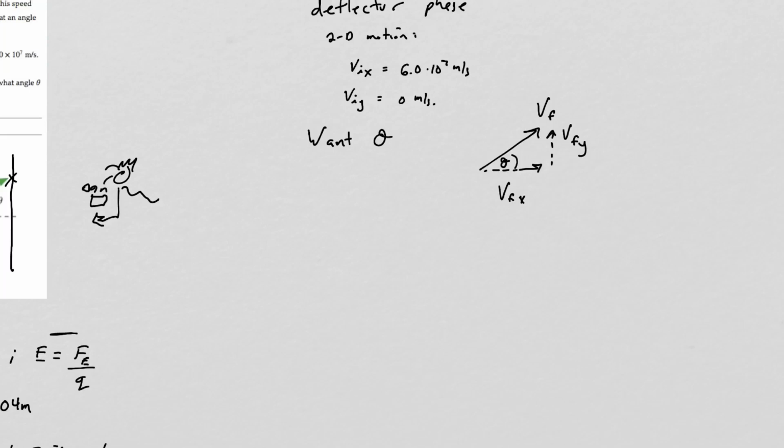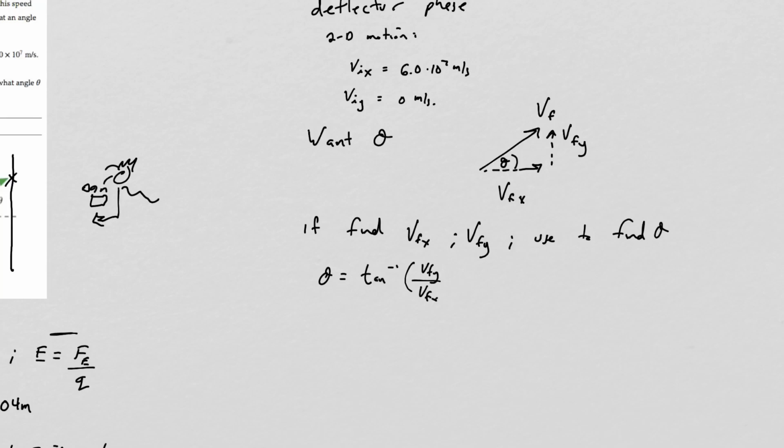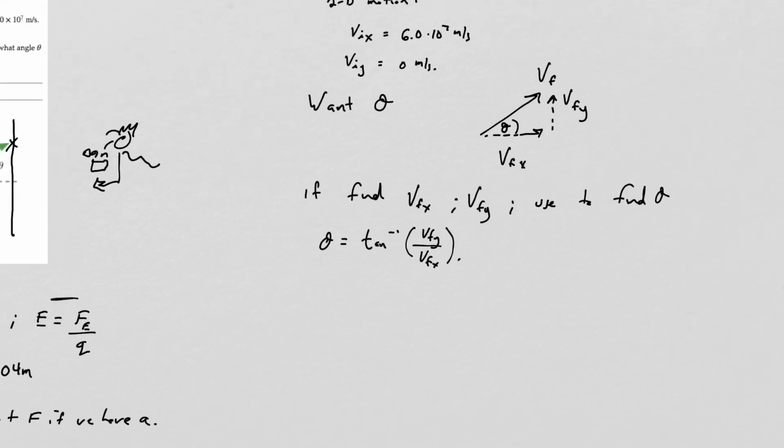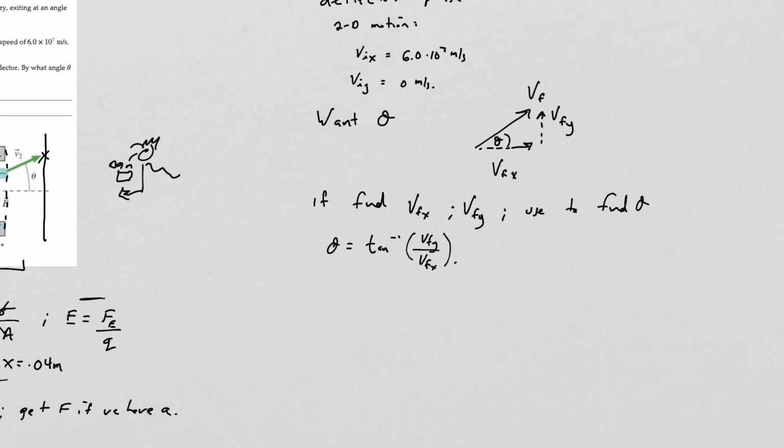So, if we find the v final in the x and the v final in the y, then we can use them to find the angle, because the angle will be, as always, the inverse tangent of the y piece over the x piece. Good, so that's the strategy. Let's hit the low-hanging fruit first.